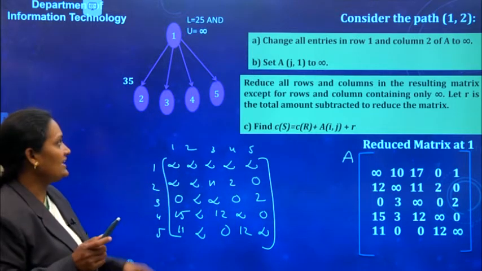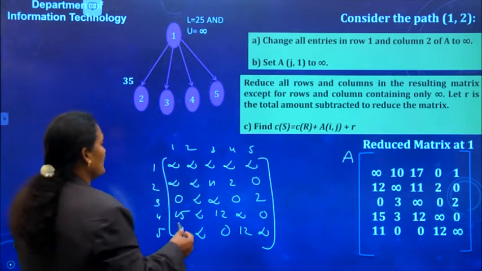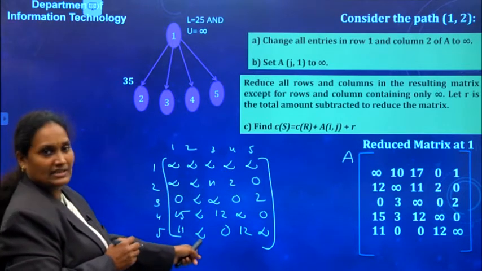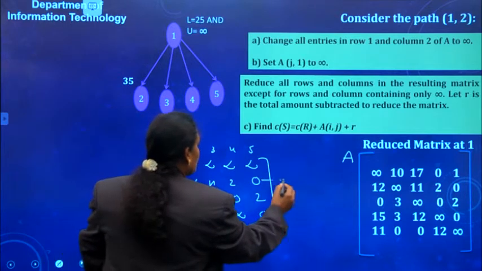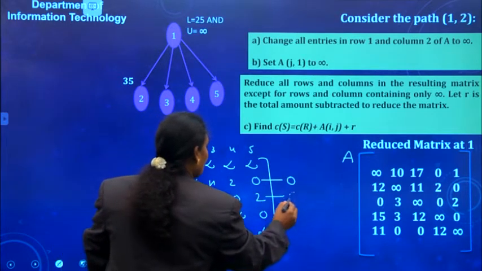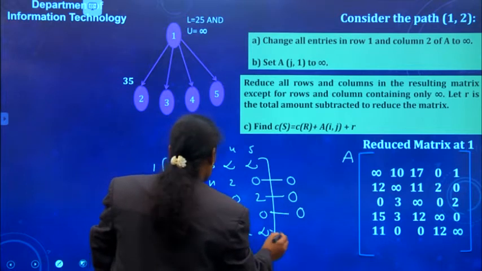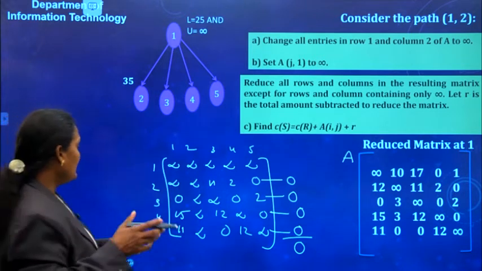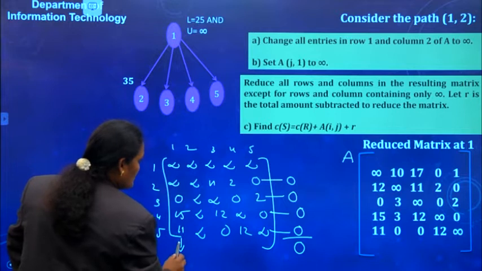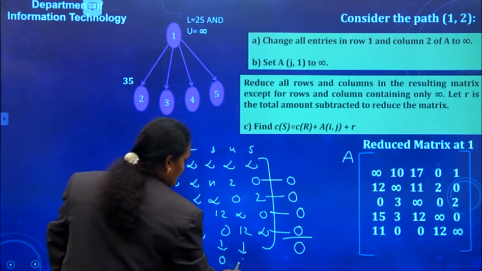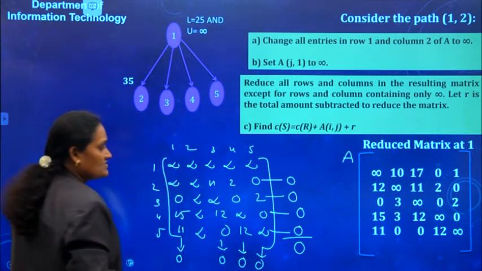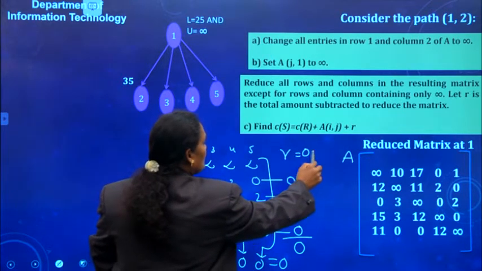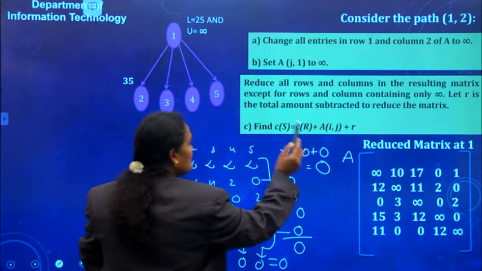Now we need to apply row reduction and column reduction on this matrix. We need not apply row reduction for a row which contains all infinites, and also column reduction for a column which contains all infinites. For these rows the minimum entry is 0, so total row reduction is 0. Coming to column reduction, each of these columns contains 0, so total column reduction is also 0. So total reduction R is equal to row reduction plus column reduction, which becomes 0.